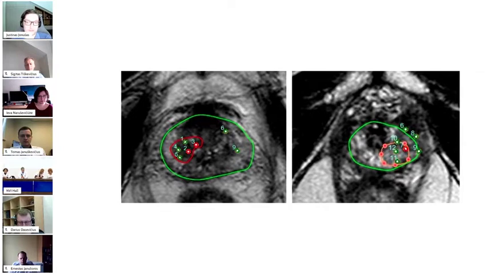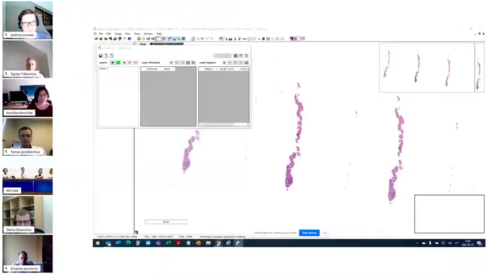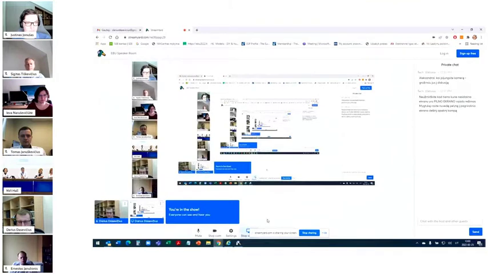It is worth mentioning that the ultrasound did not visualize both targets, and cores 2 and 3 from the right lobe, and core 7 from the left lobe contained acinar carcinoma of the prostate with up to 35% of the core affected. Maybe we have some comments from the pathology department on this case. Yeah, sure. Do you see my screen? We see. Yeah, okay.